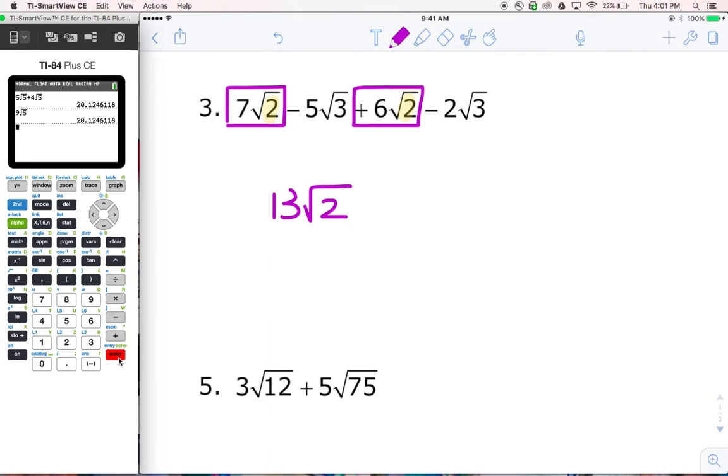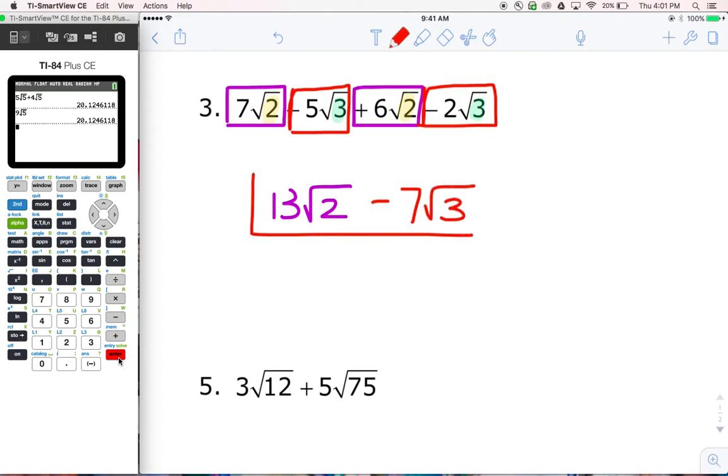Now, I cannot combine them with the other groups there. Over here I've got negative 5 square root of 3 minus 2 square roots of 3. And again, did we notice that the numbers inside are matching? They're not the same as 2, right? They're 3. So they go together. So I'm going to get negative 7, because negative 5 minus 2 is negative 7 square roots of 3. And this is my final answer. I cannot combine further than this. And I would strongly encourage you guys to check your answer in your calculator.